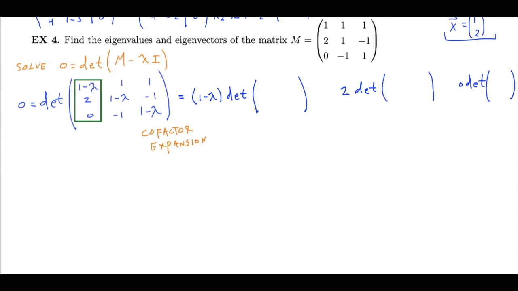Here's what I mean. Each entry in turn, in this case 1 minus lambda, will become the coefficient on a determinant. The determinant of what matrix? I'll get to that in a second, but first let me clarify that the next entry, 2, becomes a coefficient on its own determinant, and then the entry 0 becomes a coefficient on its own determinant. This explains why we want to choose a row or column with as many zeros as possible, because these zero coefficients will effectively relieve me of the necessity of calculating this determinant, because whatever this determinant is, I'll just be multiplying it by 0.